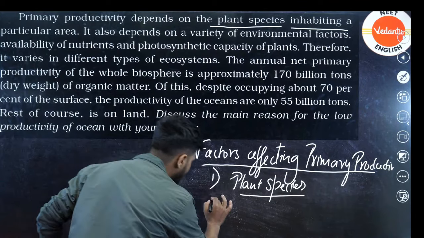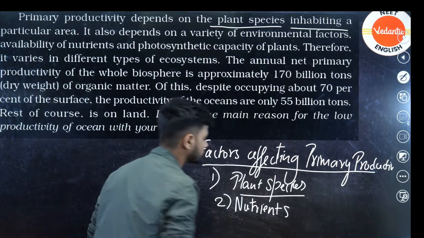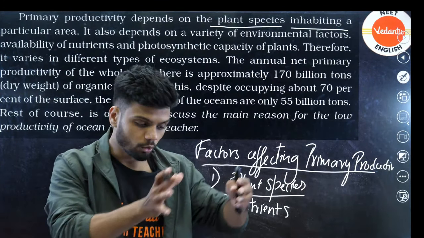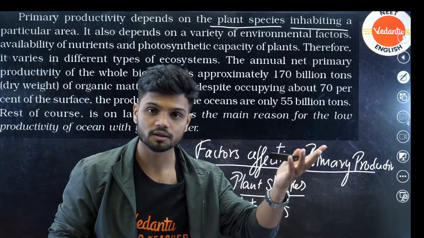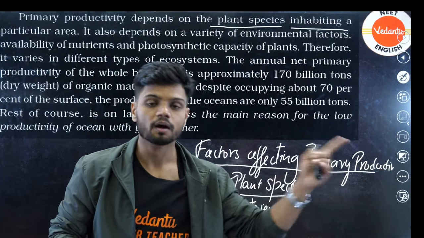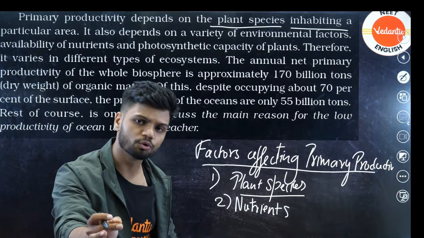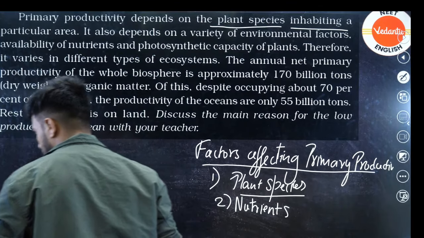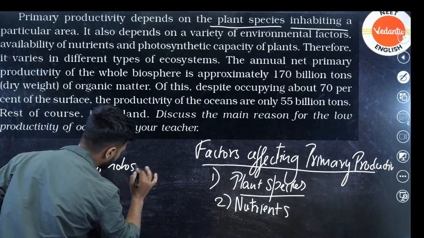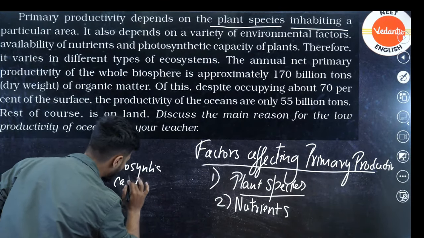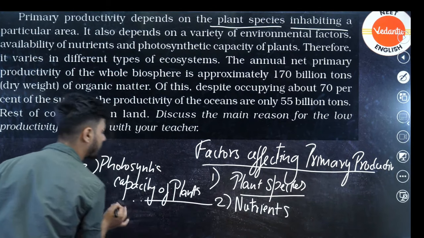The second point here is the nutrients. Depending upon the nutrients, for example, a forest will have too much of nutrients, so productivity will increase there. What about a desert? Desert has less nutrients, so less productivity. The third point here is photosynthetic capacity of plants.